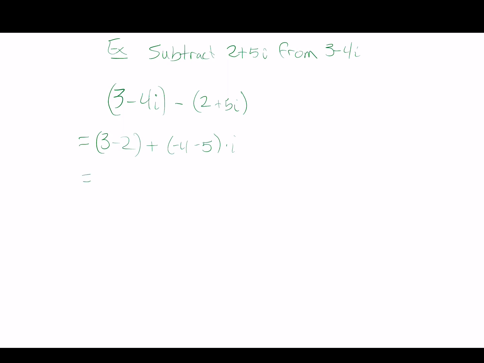Well, we have 3 minus 2, which is just 1, plus negative 4 minus 5, which is negative 9, times i. So the result of this difference is 1 minus 9i. It works just like regular addition and subtraction. You just have to do the real and imaginary parts. So it's really a two-step process.